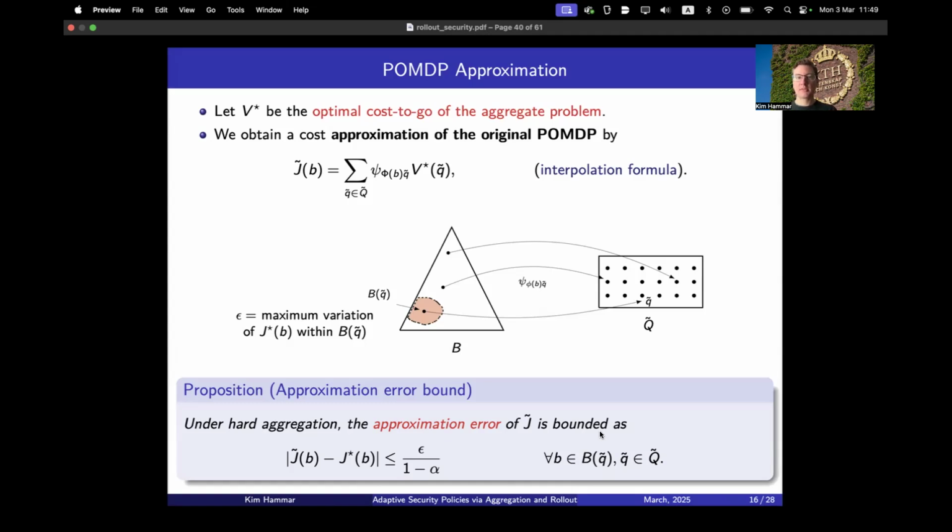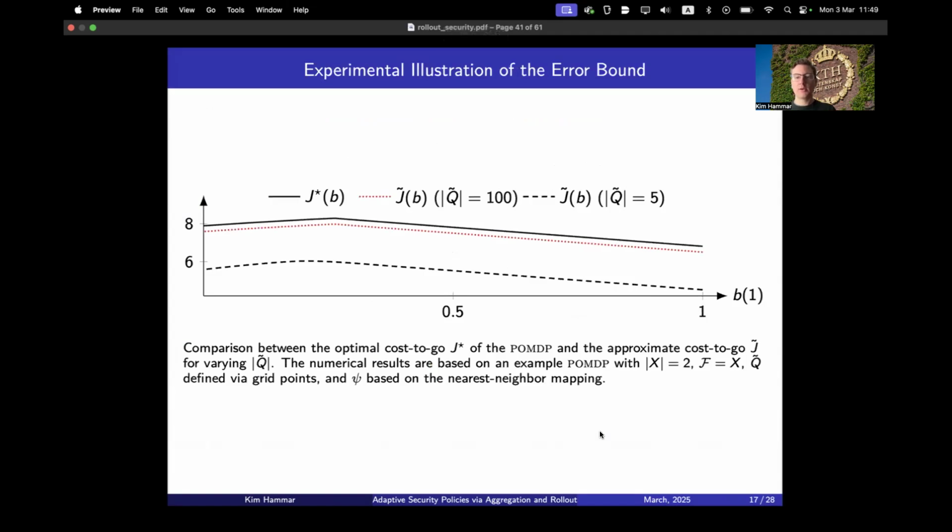And here's an experimental illustration of this bound, where I applied the approximation to a small POMDP with only 2 states, so that I can visualize the cost. On the x-axis, you can see the belief, and on the y-axis, you have the cost. The solid black curve shows the optimal cost, and the two other curves are approximations. So what we can see is that the approximations have the same general structure as the optimal cost, but they are lower bounds to the optimal cost.